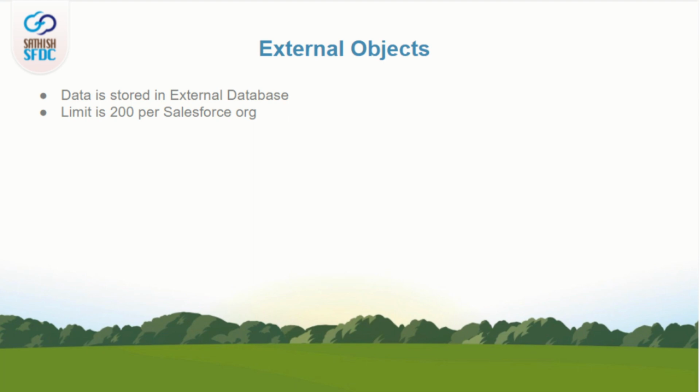Next, what are external objects? External objects are similar to custom objects, but the data for external objects is mapped from an external database that is outside Salesforce. But it has a limitation. The maximum number of external objects allowed per org is 200.